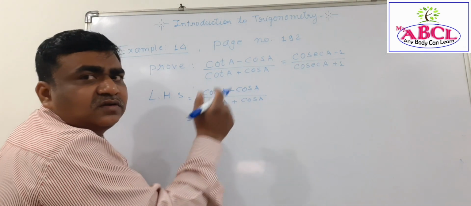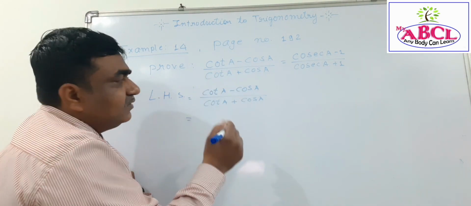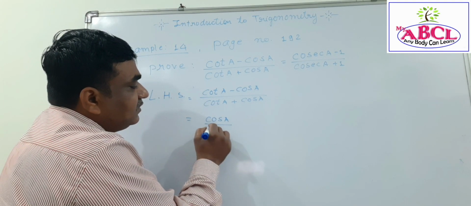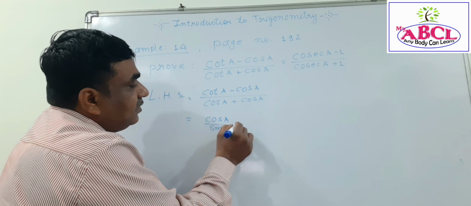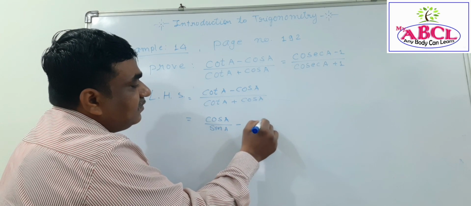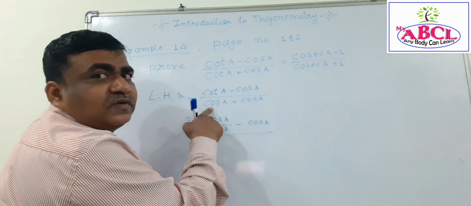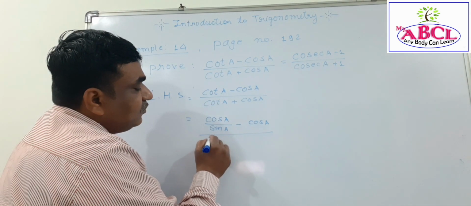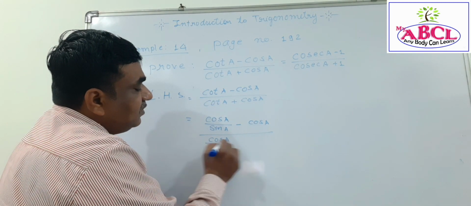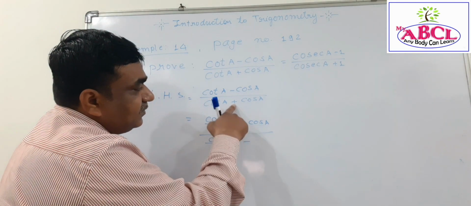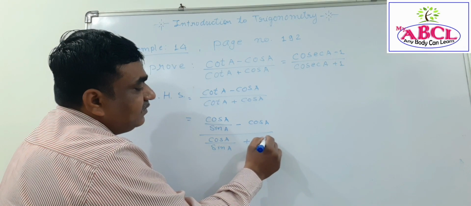So cot is cos upon sine. So cos A upon sine A minus cos A. In the denominator, again cot A, so I am again writing cos upon sine. So cos A upon sine A plus cos A.